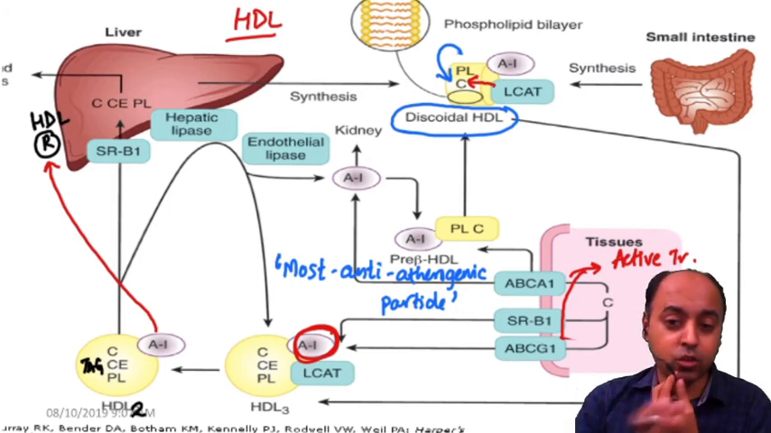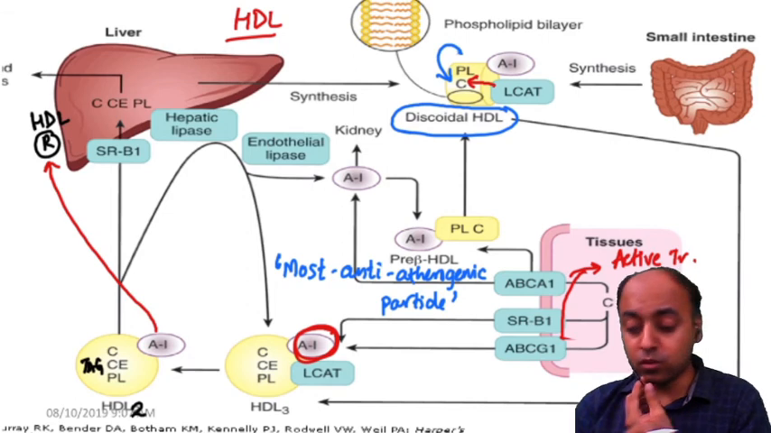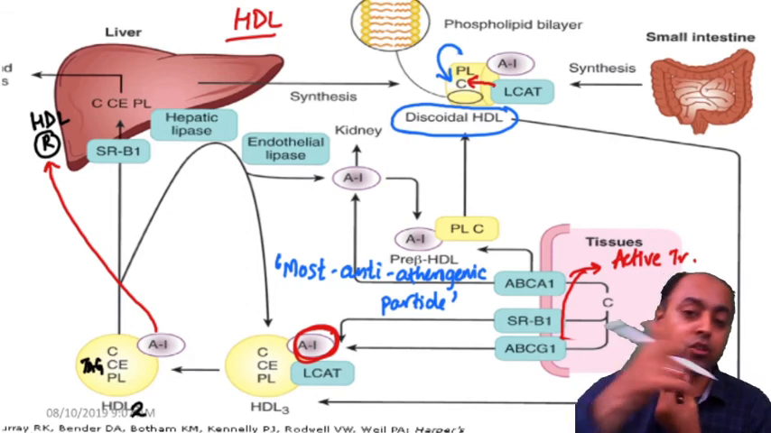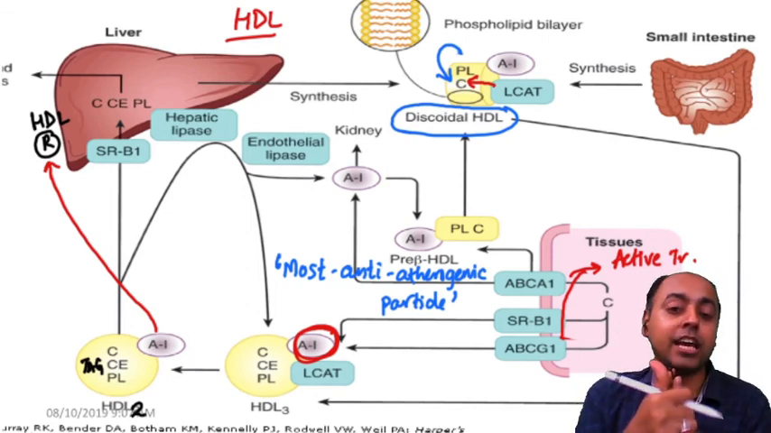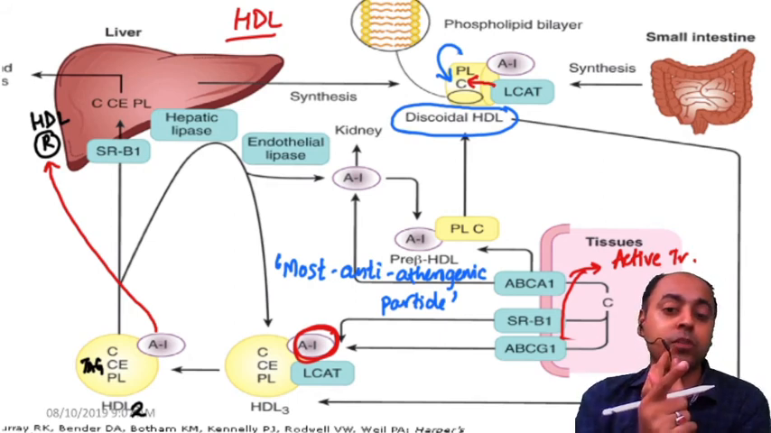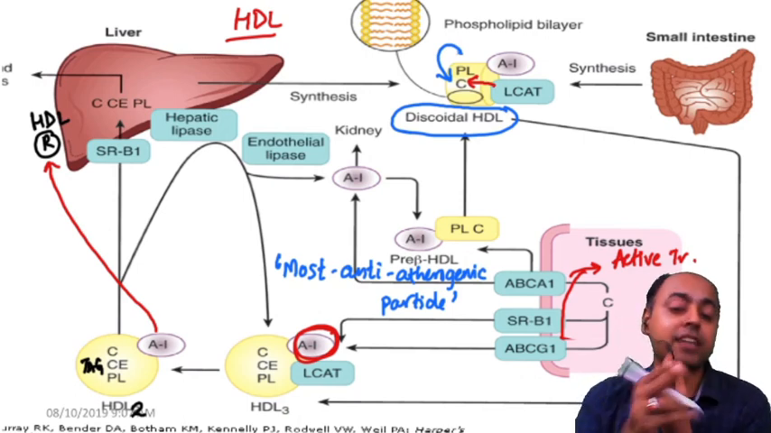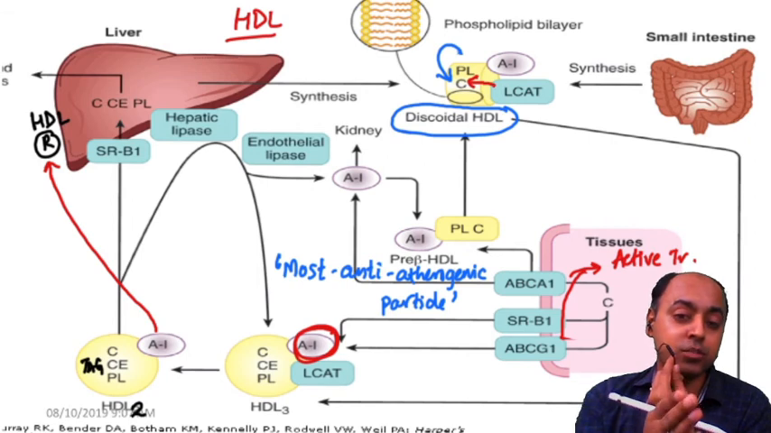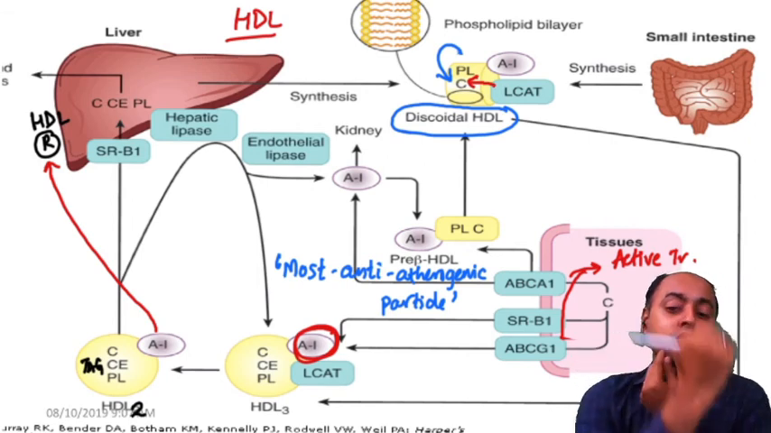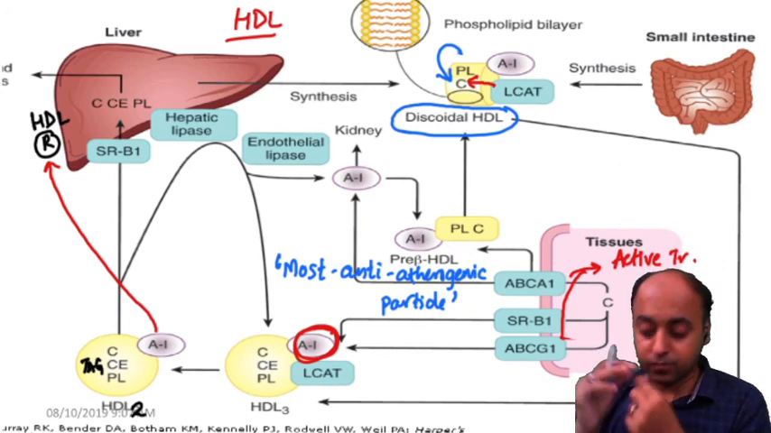It will bring the cholesterol from the extrahepatic tissue back to the liver. So first we talked about the chylomicron, responsible for the exogenous triglycerol transport. Then the VLDL, which is responsible for the endogenous triglycerol transport. LDL is responsible for the cholesterol transport to the extrahepatic tissue. HDL is responsible for the reverse cholesterol transport. It will bring the cholesterol from extrahepatic tissue back to the liver.